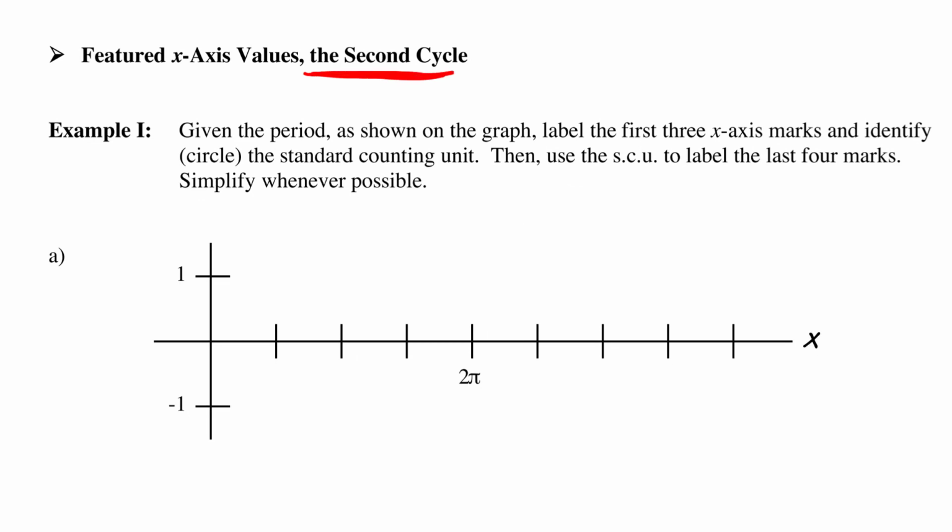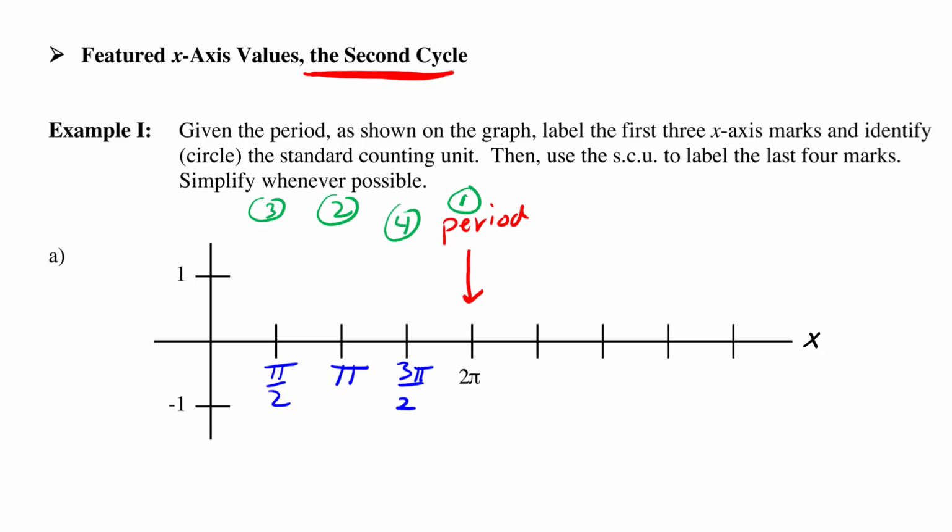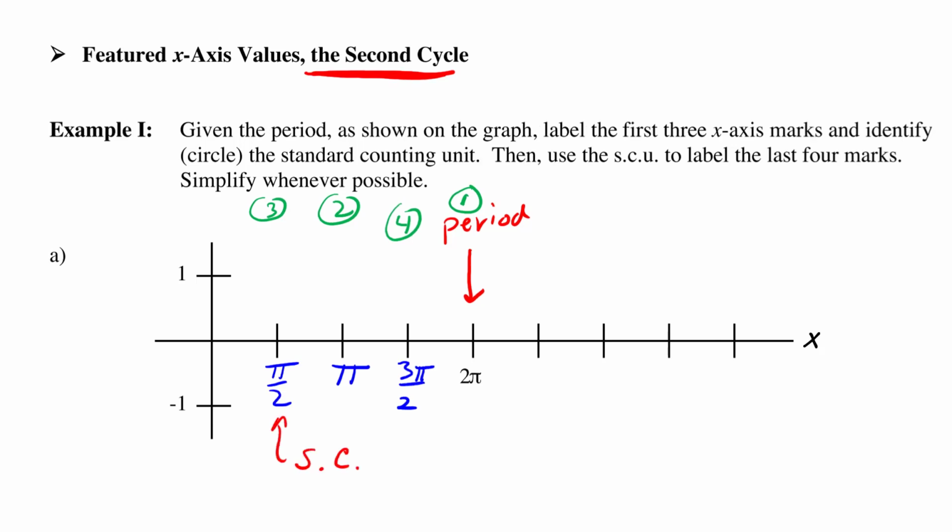So now what we're going to do is use both methods to generate all the featured x values on the x-axis. Knowing what the period is, we'll be able to find each of the values that come before the period, the half period, quarter period, 3/4 period. And then we identify the standard counting unit, always the quarter period, and we then count from 2 pi onward.